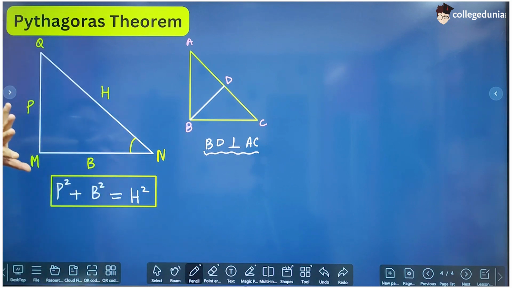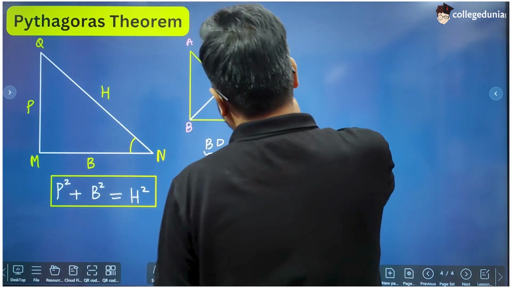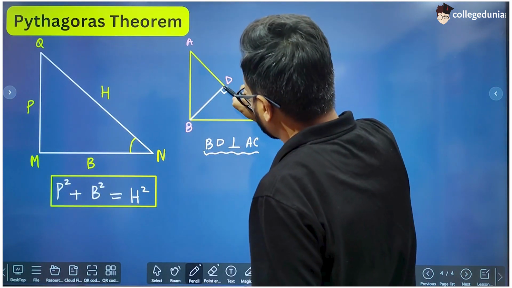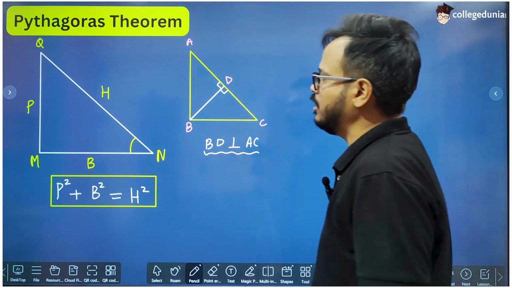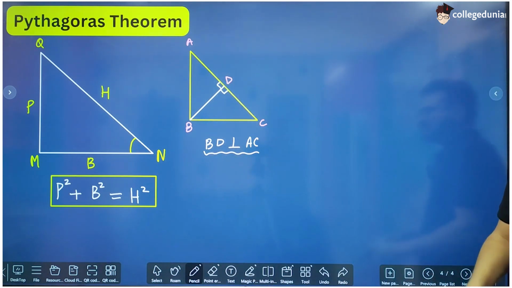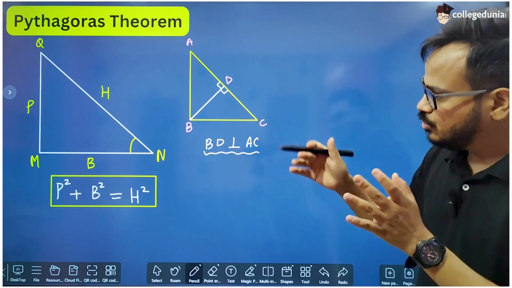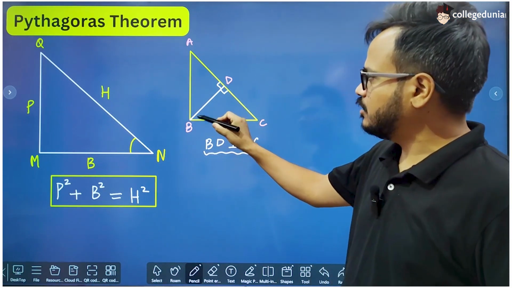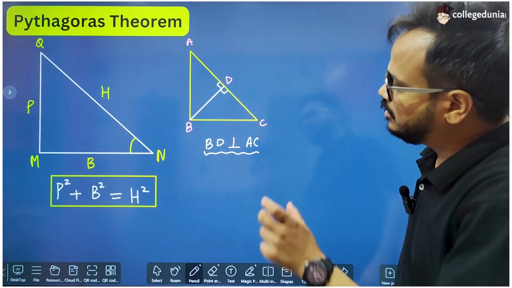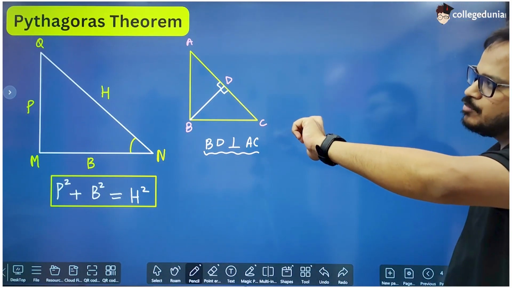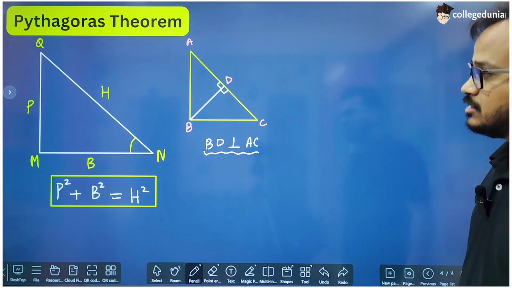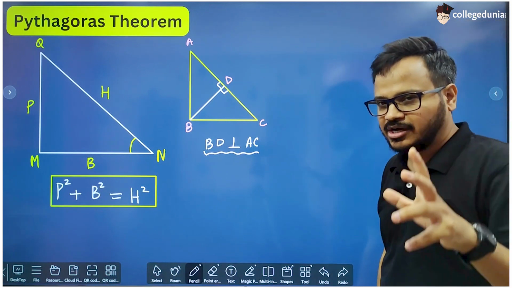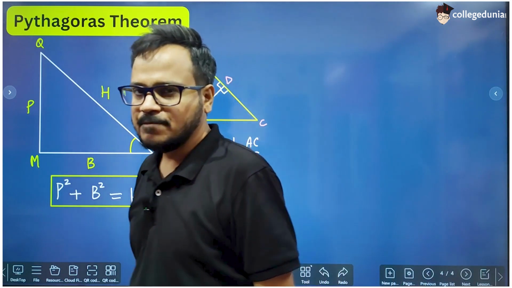Now this triangle is divided into two smaller triangles, and both the smaller triangles are right angled, because this angle is also 90 degrees. So this is a right angle triangle, and this angle is also 90 degrees, and BDA is also a right angle triangle. This theorem says that when you draw this perpendicular from this vertex on the hypotenuse, then these two triangles which are formed are similar to each other, and they are also similar to the bigger triangle. Similar triangles are what? Similar triangles are those triangles whose sides are proportional.